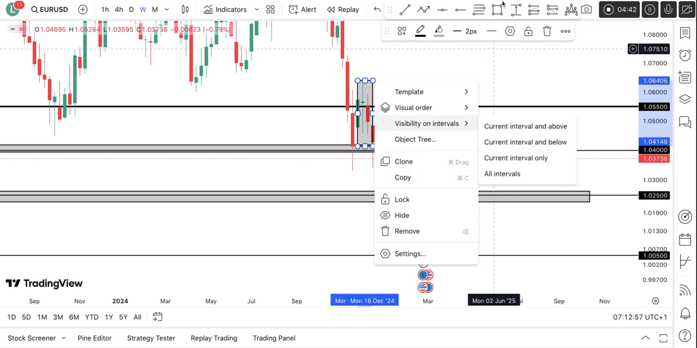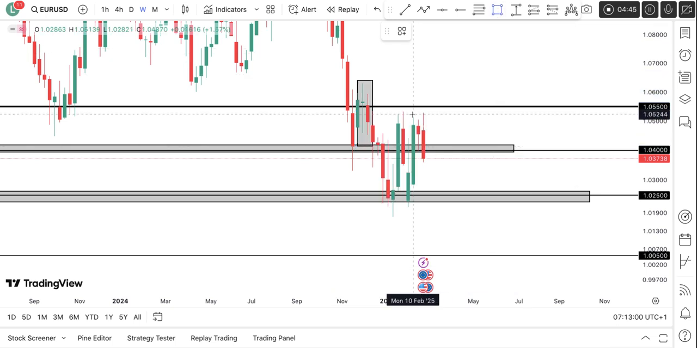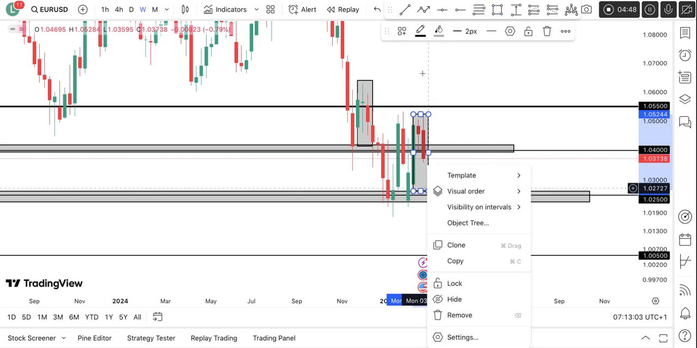So if you look right here, you can see that this is similar, and the market always repeats itself. So it's going to repeat the same move that it has made.